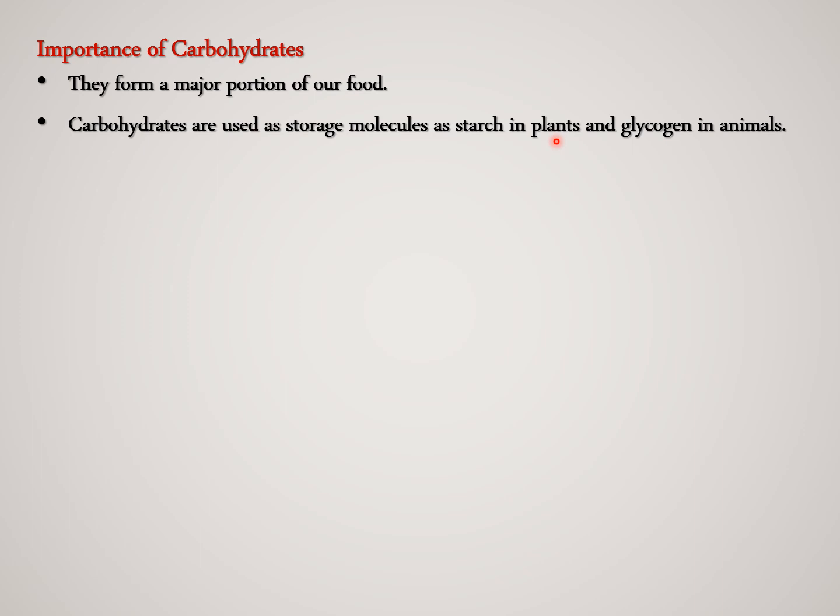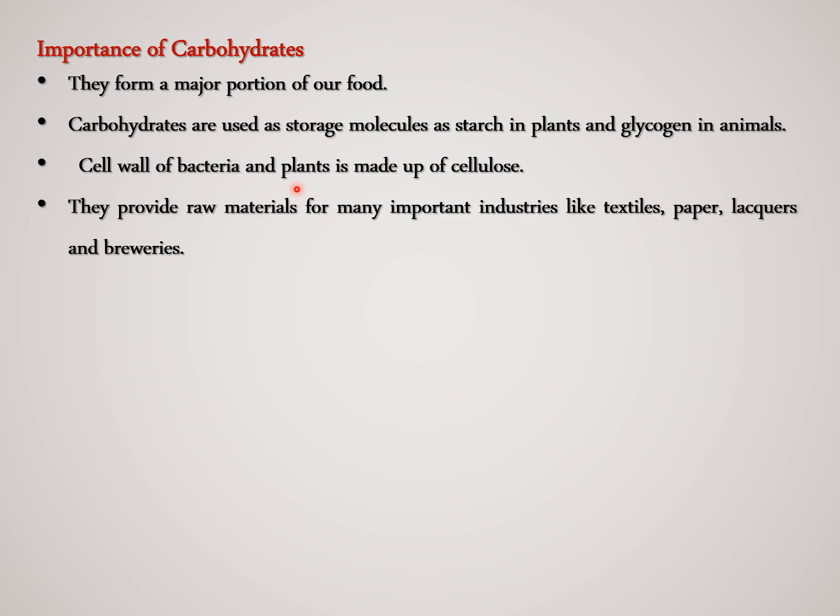So in us we store carbohydrates in the form of the polysaccharide glycogen. The next important significance is that the cell walls of bacteria and plants are made up of cellulose. Carbohydrates also provide the raw materials required for many important industries like the textile industry, the paper industry, and the lacquer industry. So it is a very significant biomolecule which we must understand better.